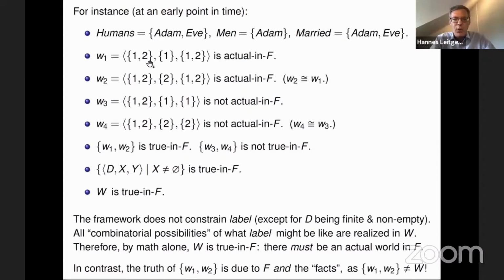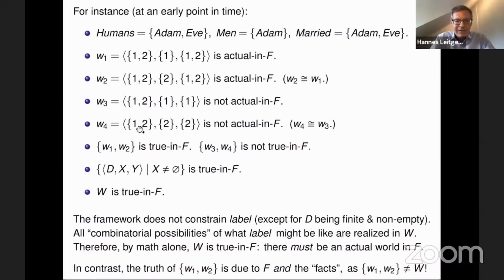Then this would be an actual world, okay? It gets sort of the domain right, the cardinality of the domain as it were. And think of it in the way that 1 is mapped to Adam and 2 is mapped to Eve, okay? Then the single set of 1 gets this set of men, right, and the set 1, 2 gets the set of married people, right? So there is a bijective structure preserving map between that world and our labeling structure, hence that world is actual. But W2 is actual as well. It's isomorphic to W1. It's just that the 2 now plays the role of Adam and the 1 plays the role of Eve. Okay, but other than that, it's an actual world.